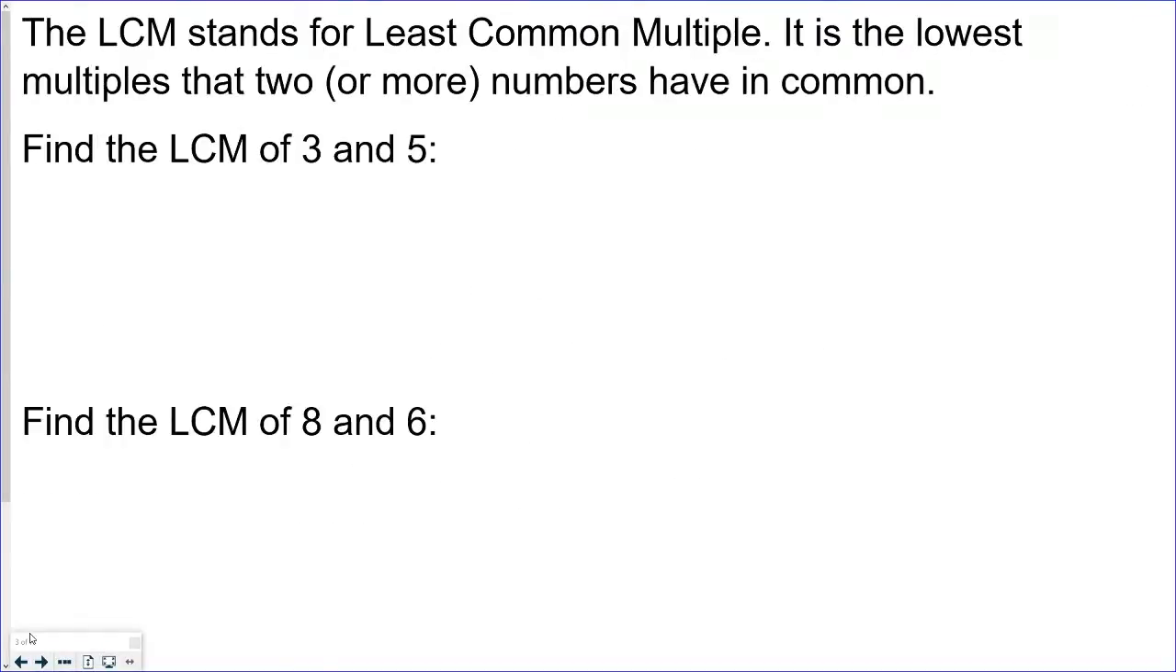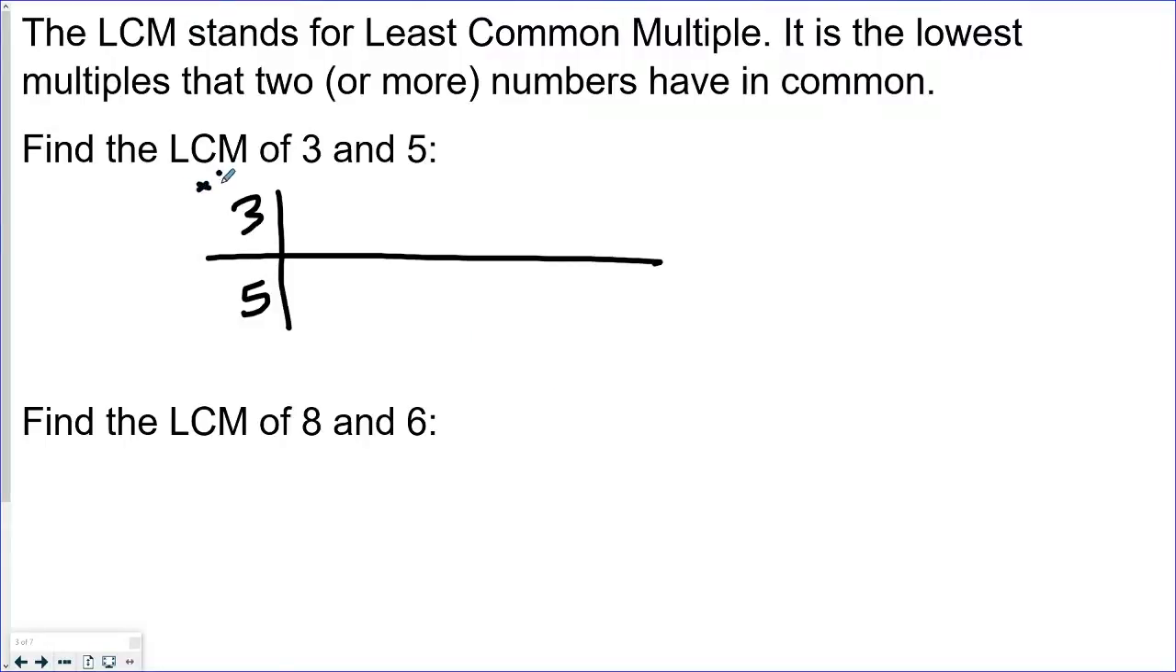Now the LCM, which is the least common multiple, is basically when you make a multiple of two numbers and you pick the first or the smallest number that they have in common. So for example, let's do 3 and 5. So here's 3, here's 5. I'm just going to list out their multiples back to back, or top and bottom, and then just pick the first one they have in common, the smallest one they have in common.